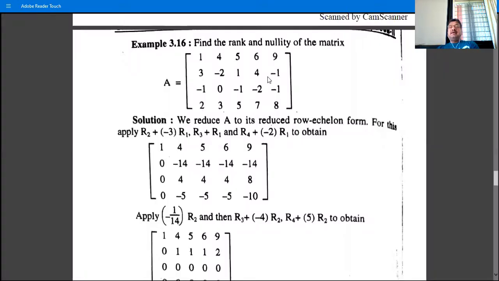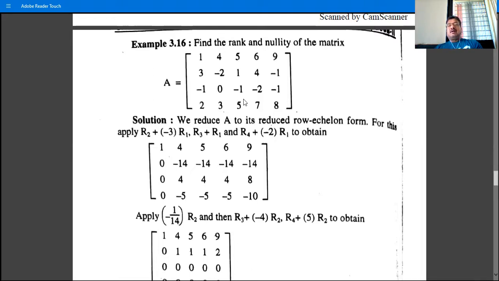Next example, find the rank and nullity of the matrix. In order to find the rank of the matrix, we have to find the basis for row space or column space. And in order to obtain the nullity of the matrix, we have to obtain the basis for null space of the system Ax is equal to 0.